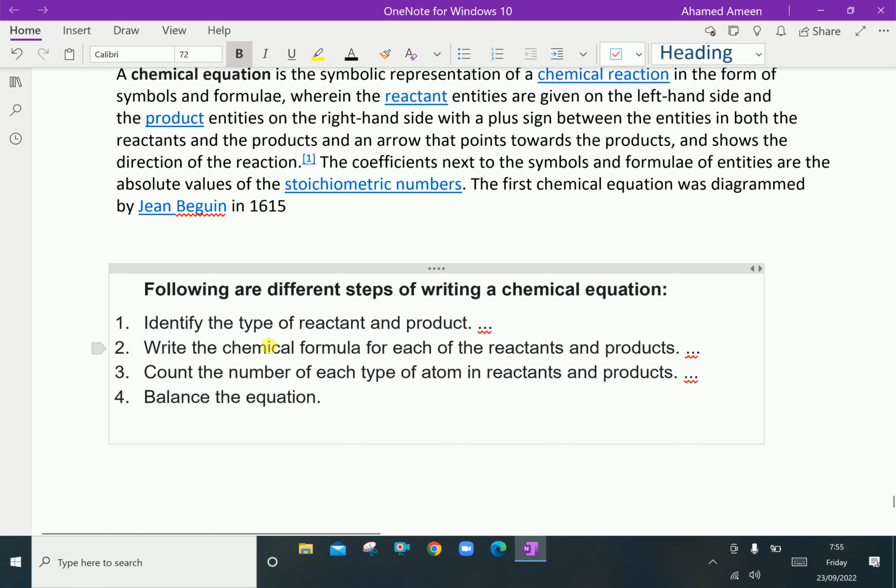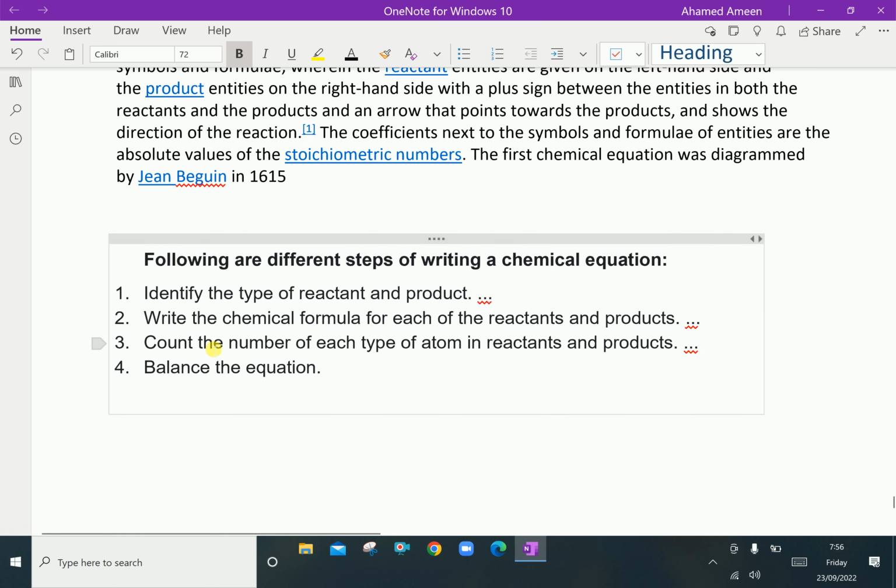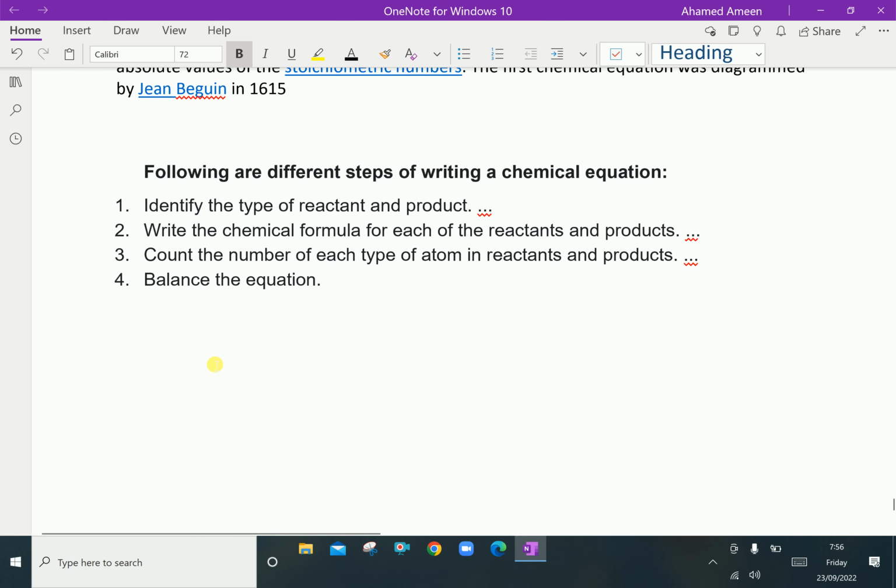First, identify the type of reactant and product. Write the chemical formula for each of the reactants and products. Count the number of each type of atom in reactants and products. Balance the equation. Now we'll detail constructing a chemical equation.